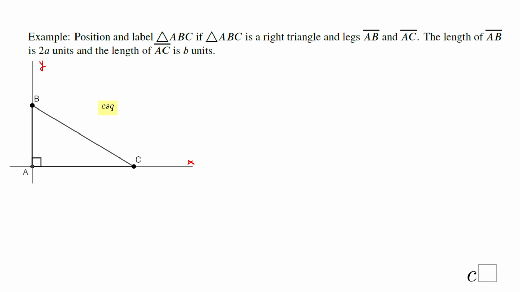If you take a look, AC is B units, so this point here is going to be at B and 0. Very important to see that. And since the other leg is 2A units, this point B will be at 0 and 2A. So that will be one way to position this triangle.